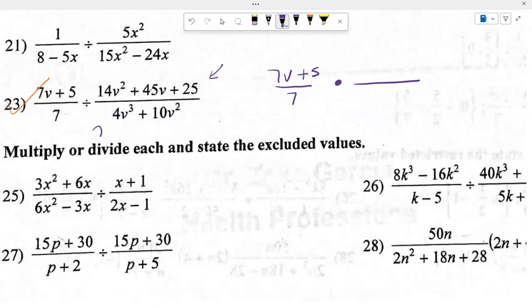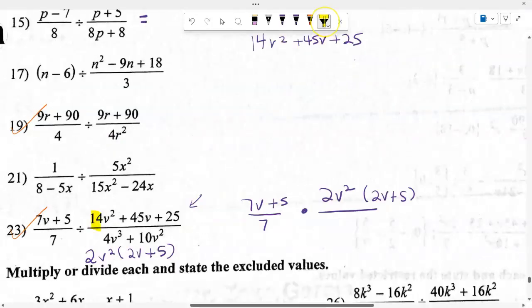I'm going to factor a 2, since 4 divided by 2 is 2 and 10 divided by 2 is 5. Now you notice you have v to the third and you have v to the second. You can always factor the least amount, so you have v to the second. And so what we're left with is 2v plus 5. So I'm going to write this on top: 2v squared, parentheses, 2v plus 5.